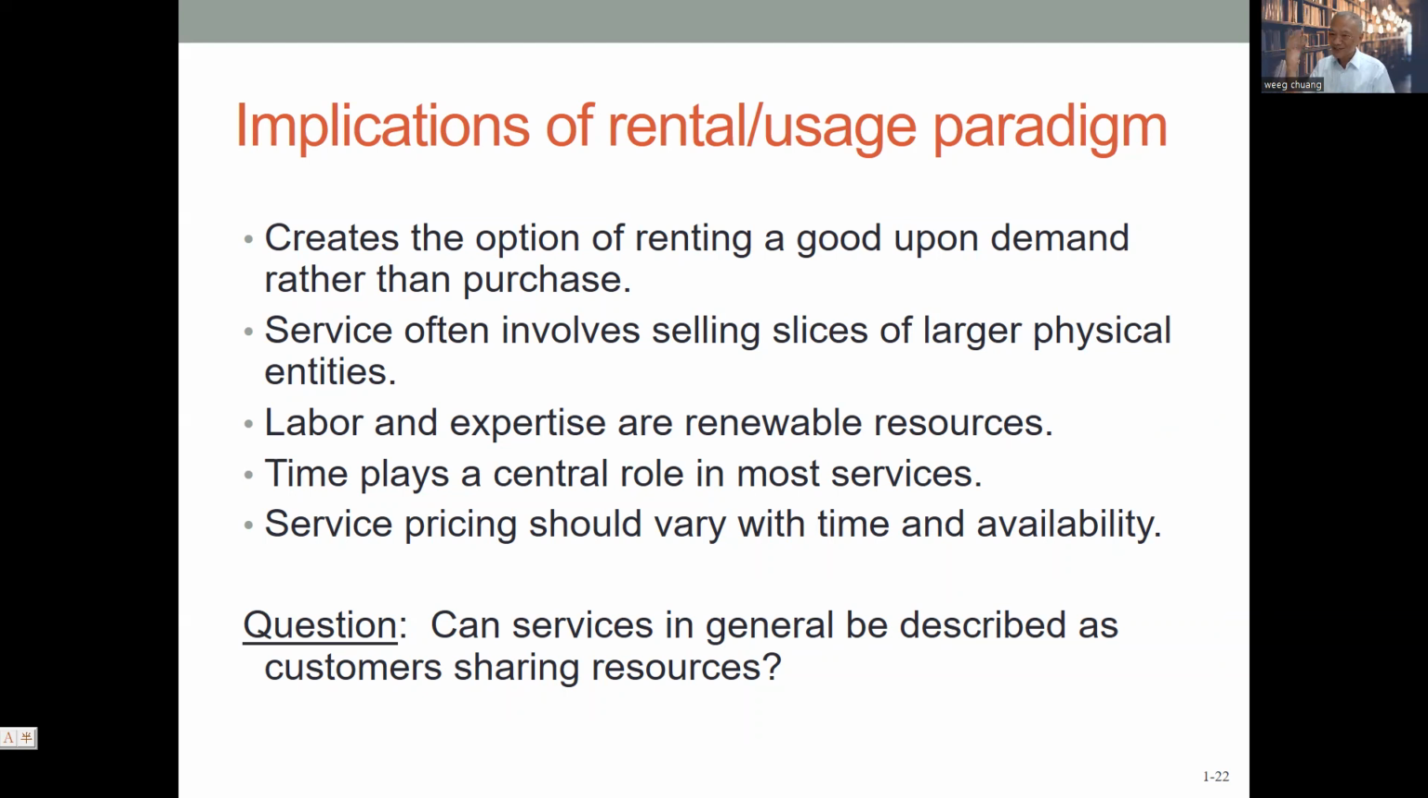And from these implications, you can think about one question. Can services in general be described as customers sharing resources? There are no standard solutions for this question. Just think about this question. It's open in nature.